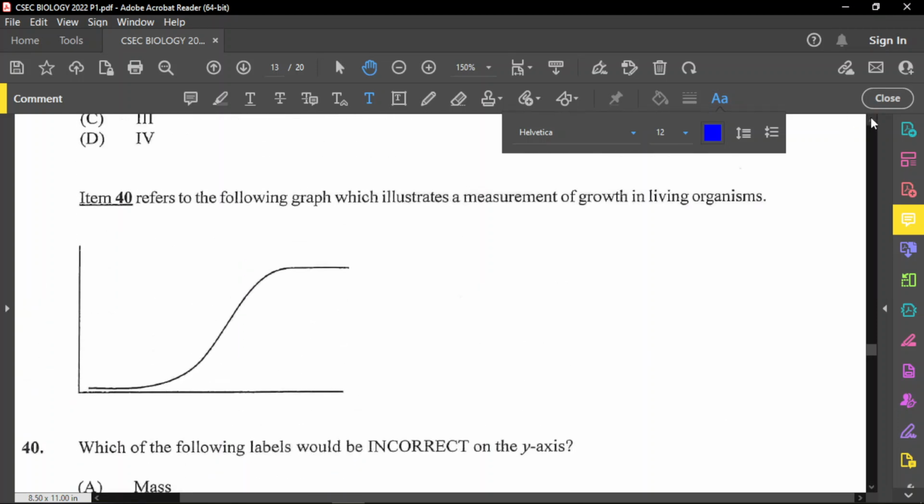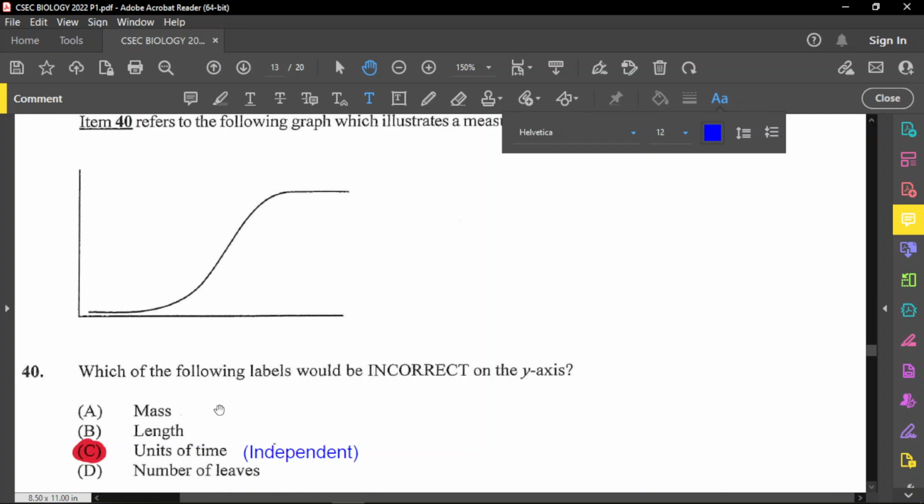All right, so question number 40 refers to the following graph, which illustrates a measurement of growth in living organisms. If you notice what is happening here in terms of growth, it starts slow, then it continues, and then it stabilizes or plateaus. Which of the following labels would be incorrect for the y-axis?